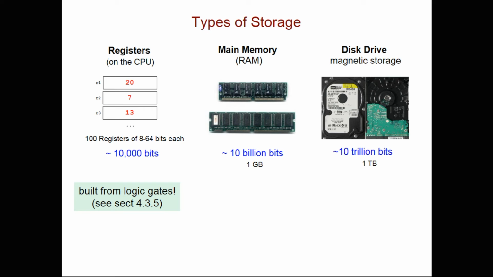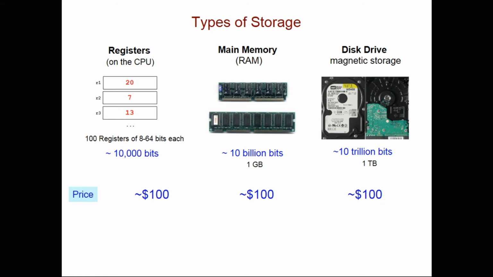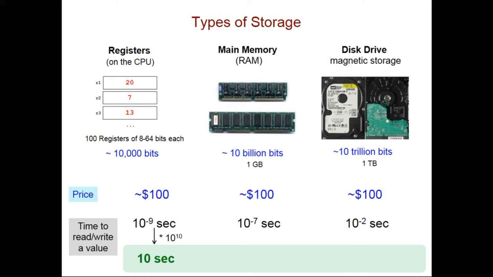terabytes today. We can build registers using logic gates, but RAM and drives use other technologies that are cheaper but slower to build. You can see the price of these types of storage is approximately the same, but the real cost comes in the time of reading and writing. Registers are much faster than RAM and disk drives, and the time of reading and writing a value can be very significant when we are using disk drives.